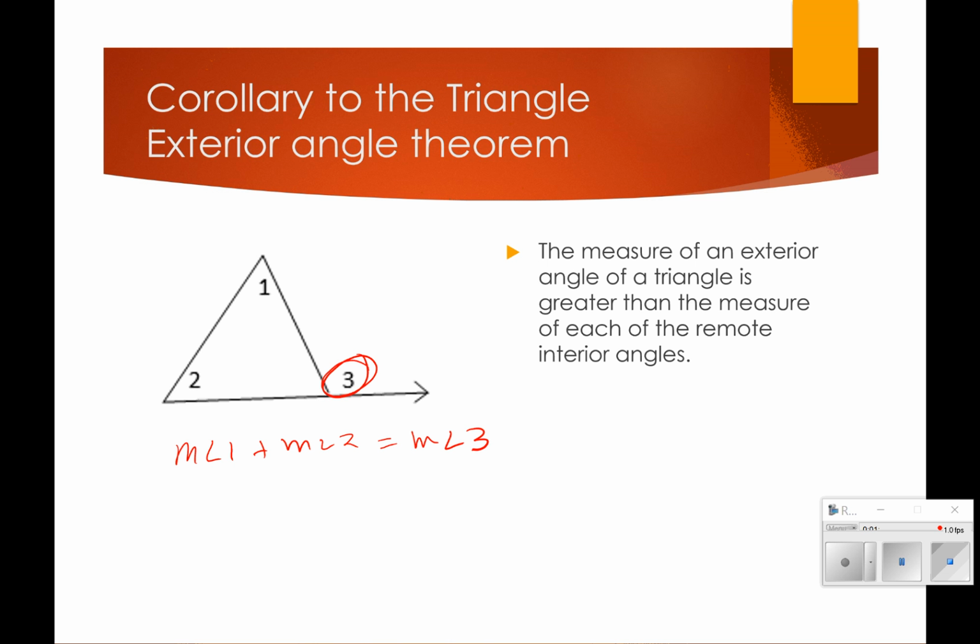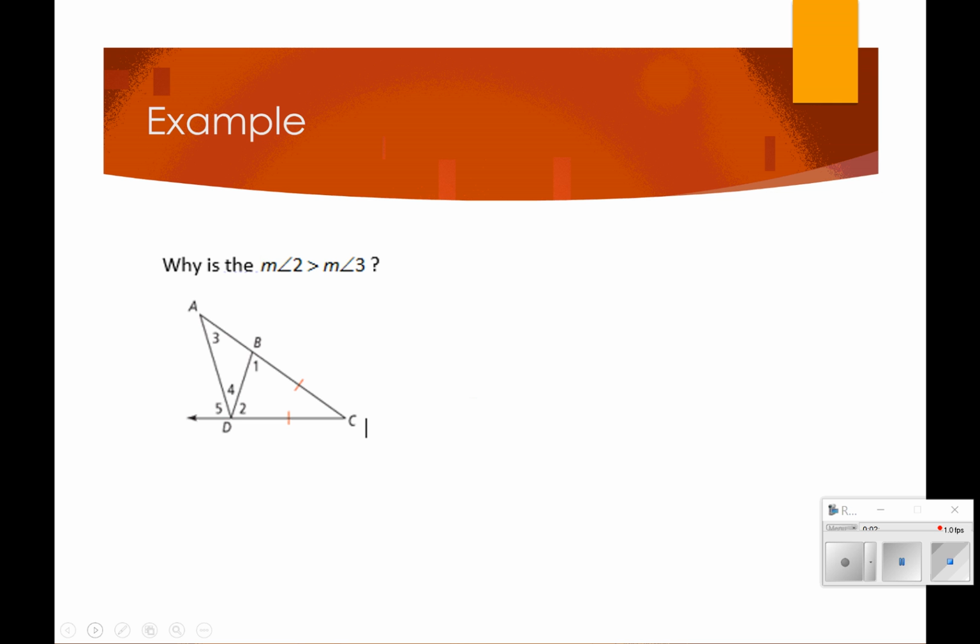So angle 1 cannot be bigger than angle 3, and the measure of angle 2 cannot be bigger than angle 3. So let's take a look. Why is the measure of angle 2 greater than the measure of angle 3 in this drawing we have? Well, because we've got the markings, we can see that BC is congruent to DC, which makes it an isosceles triangle. So that means that the measure of angle 1 is going to be equal to the measure of angle 2. Now angle 1 is an exterior angle to triangle ABCD.